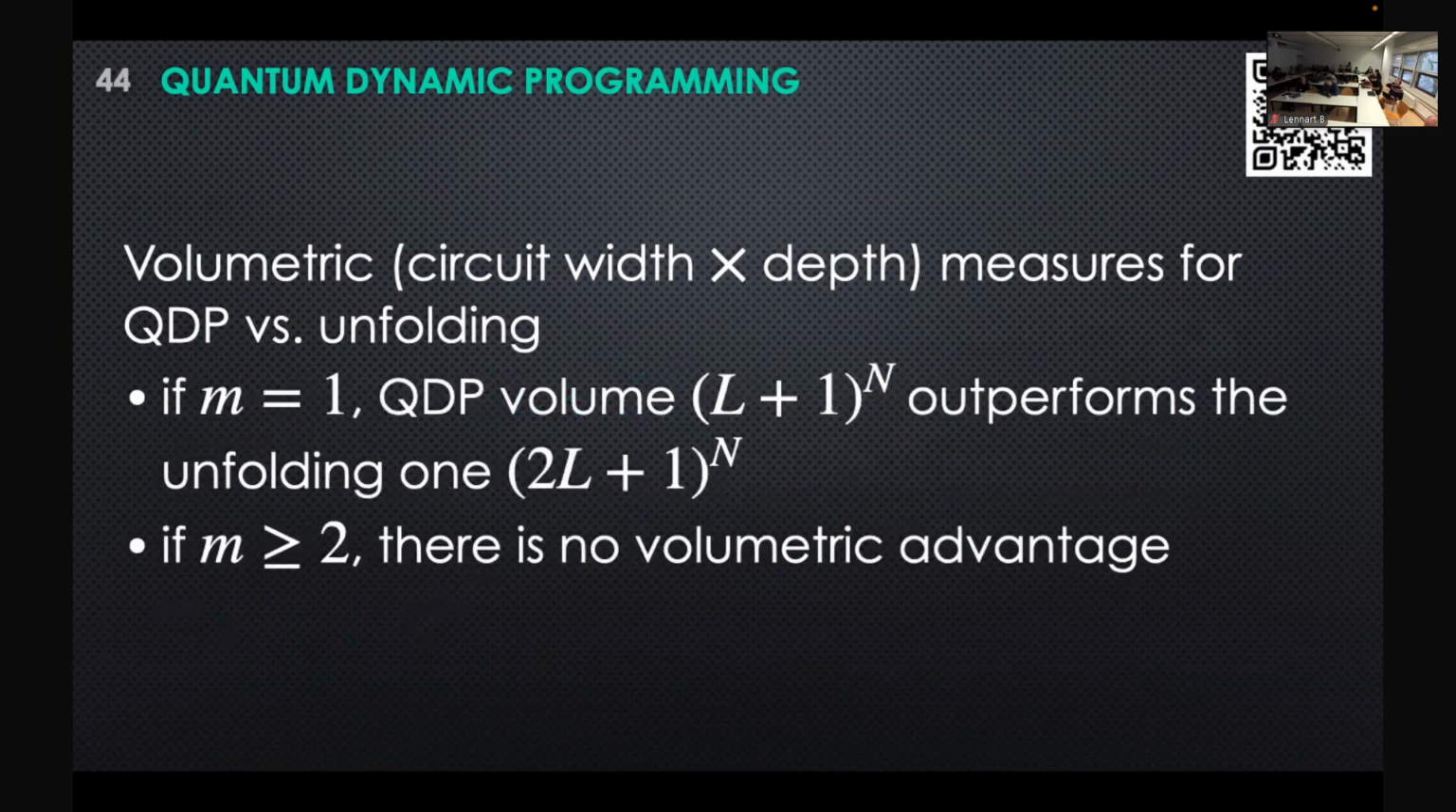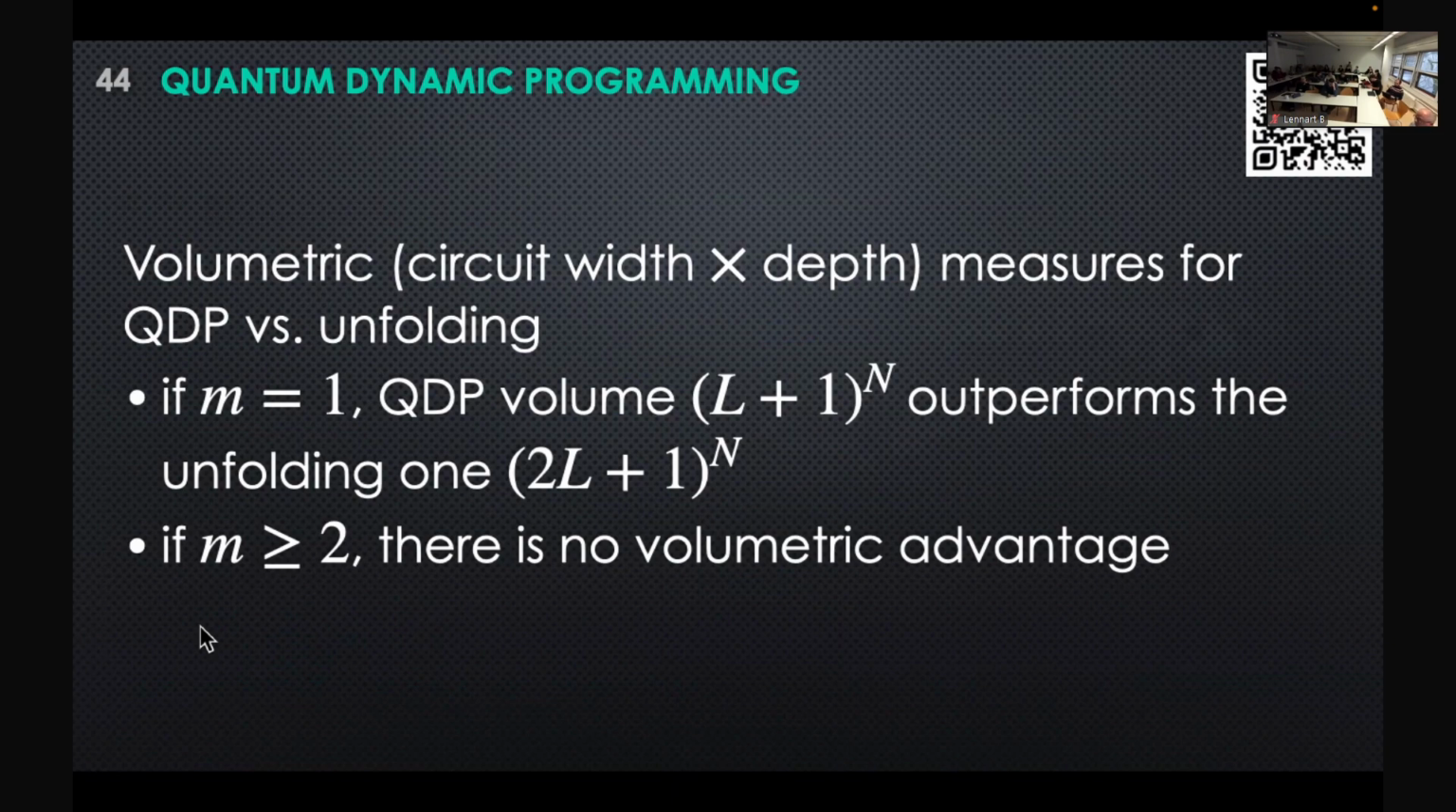If just using one memory core for each memory core is good enough, then our QDP circuit volume is actually exponentially better than the unfolding one. And this can be the case where your unfolding unitary is already quite erroneous, so this error from QDP is just comparable. Sadly, if m is equal to or larger than 2, there is no volumetric advantage of our technique compared to the unfolding.